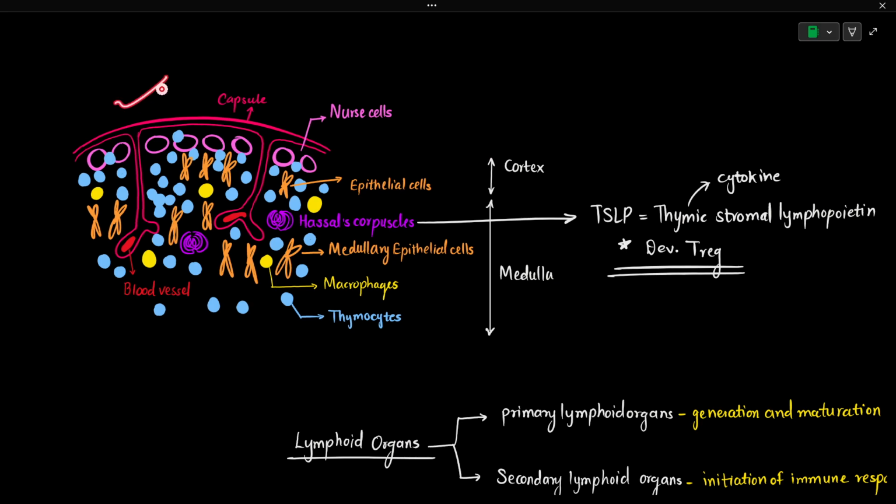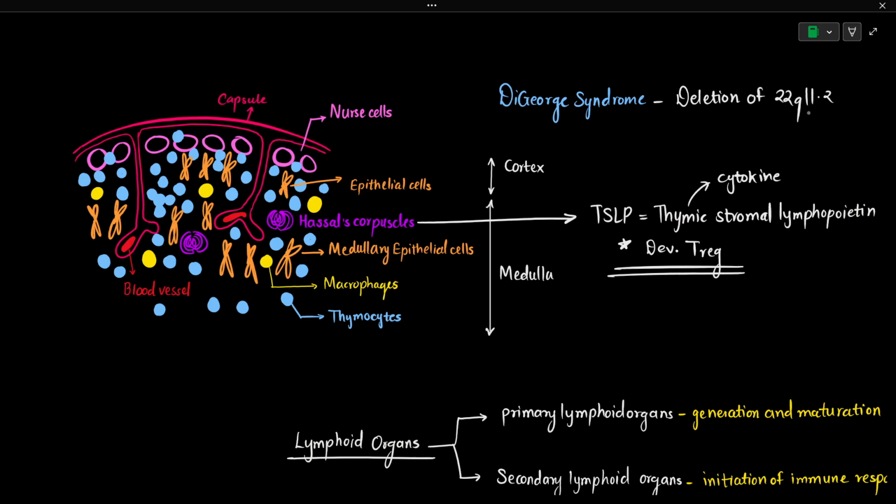So if the thymus is removed due to surgery, then that will result in a dramatic decrease of T cells, and that causes a syndrome known as DiGeorge syndrome. So DiGeorge syndrome is actually a congenital syndrome, and this is due to the deletion of a particular part present on chromosome 22. So if the chromosome 22 part gets deleted, 22q11.2.